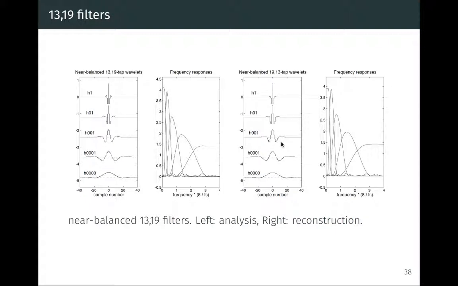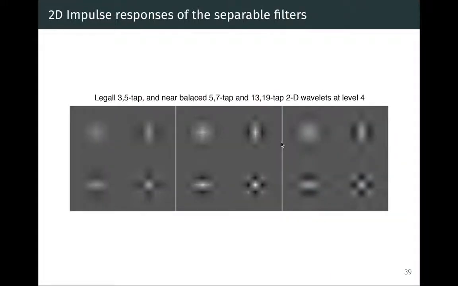So with larger taps, the more taps you have, the more interesting things you can do, but then of course, it takes more time to compute.